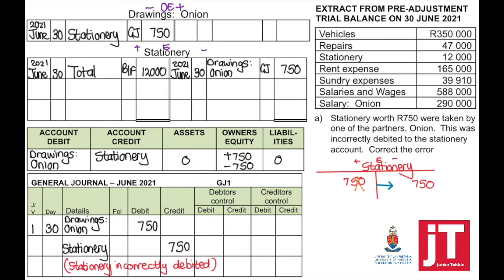At the end of the accounting period, stationery is closed off where to? The profit and loss account. So take the debit side minus everything on the credit side. That equals the total expense for this accounting period, which is 11,250.